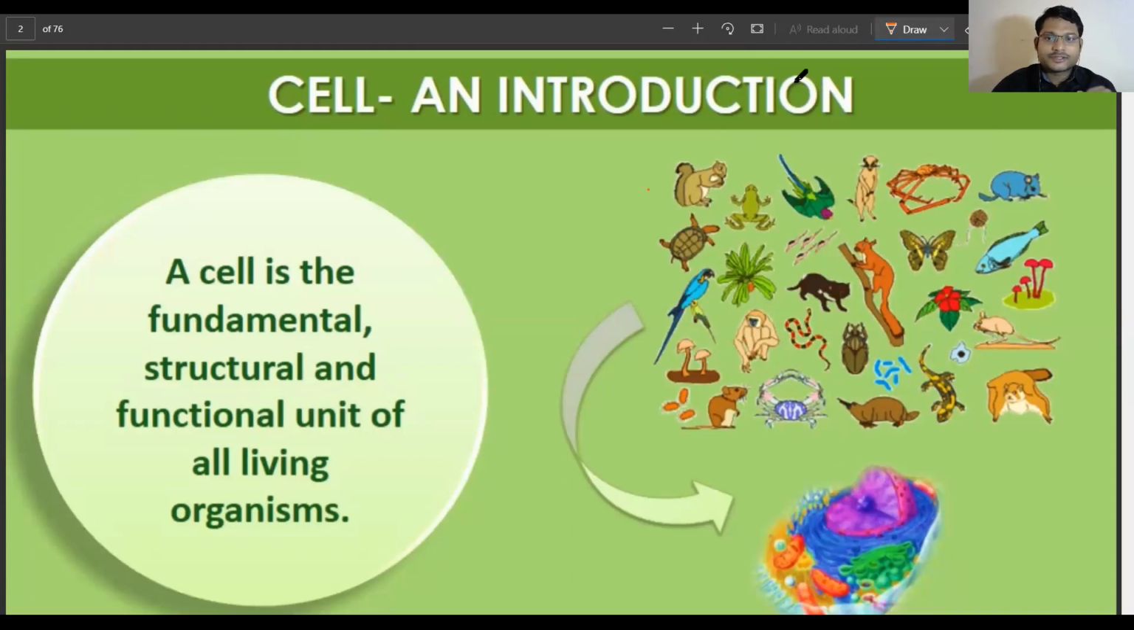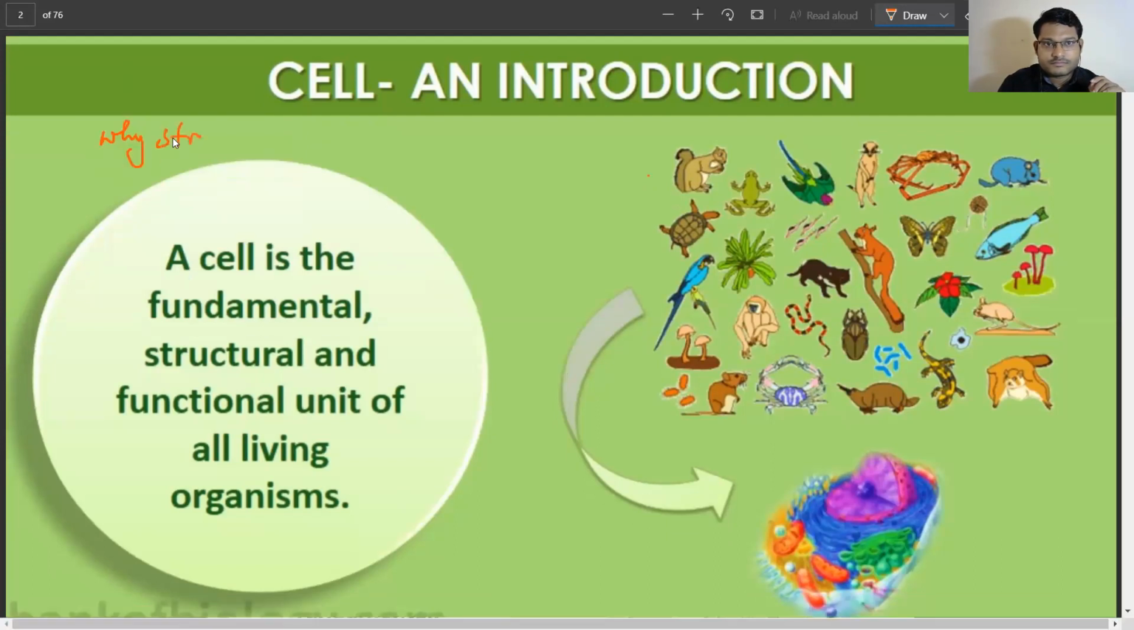Whole body, you mean to say in the case of multicellular organisms? Yes, sir. Okay. Yes, others? Yatish? Why is the cell referred to as the structural unit of life? Try to answer. Other students, you can try to answer. Why structural unit of life?